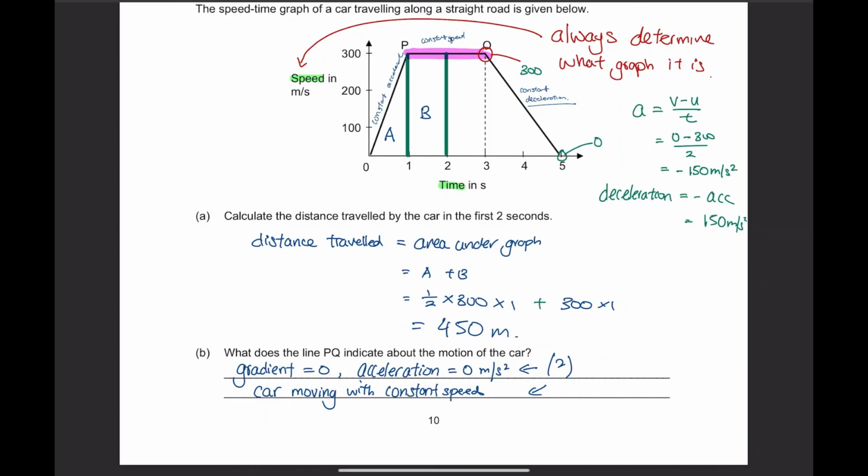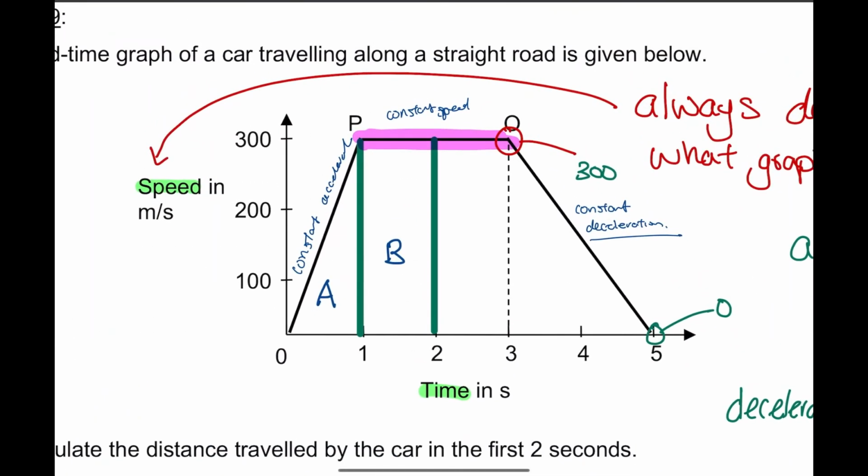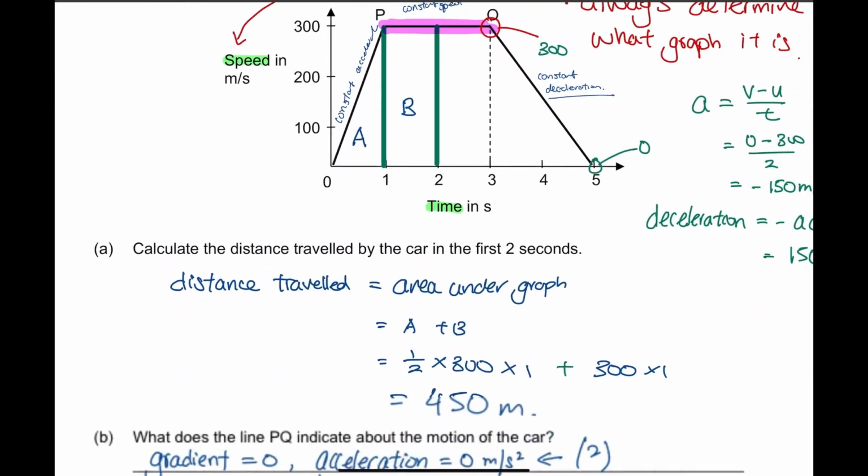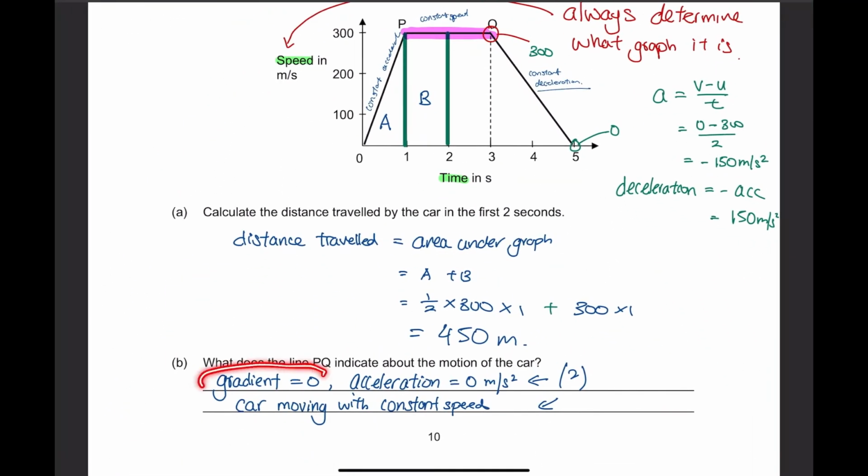Okay, so what does line PQ indicate about the motion of the car? Let's focus on PQ. We must take a look at this. This is a horizontal line. Horizontal line means that the gradient is 0. So first of all, we identify that the gradient is 0. If the gradient of a speed time graph represents acceleration and the gradient is 0, therefore we know that the acceleration value is 0 meter per second square. If it's accelerating at 0 meter per second square, it means that I don't increase my speed, I don't decrease my speed, so therefore the object is moving with constant speed.